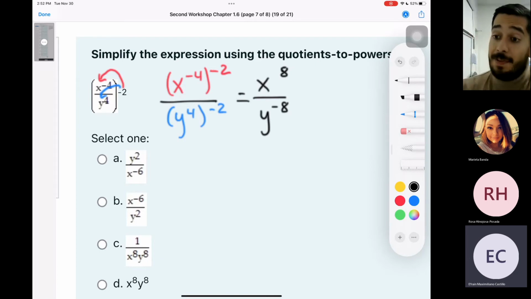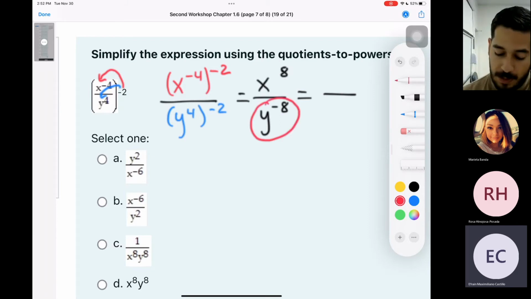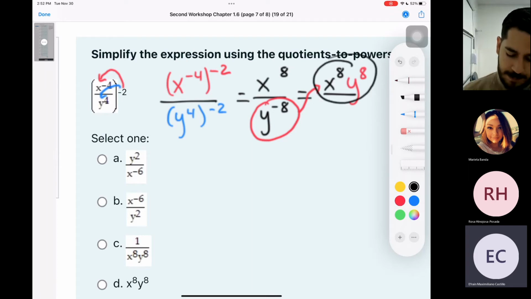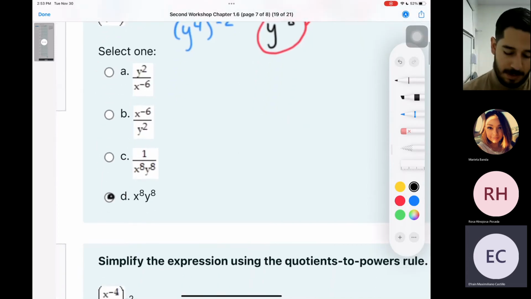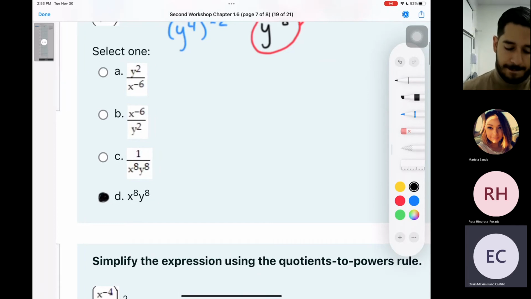Since I have a negative exponent, it means I have to send whatever has a negative exponent to the other side of the fraction. So this I'm going to send to the top of the fraction. The x to the power of 8, I'm going to leave there because it doesn't have a negative exponent. That means I don't have to move it. But the y I'm going to move because it has a negative exponent. Now it becomes positive. So x to the 8, y to the 8. This should be my result over here.